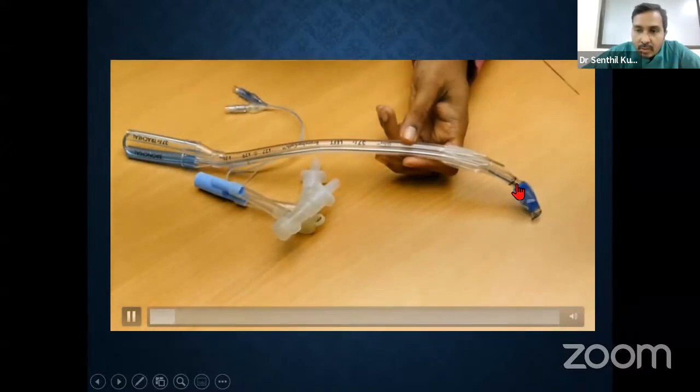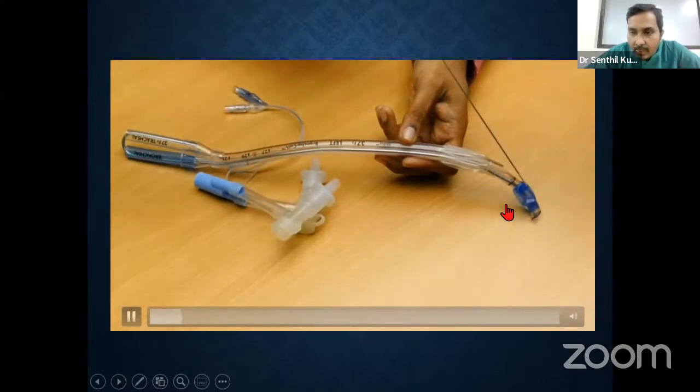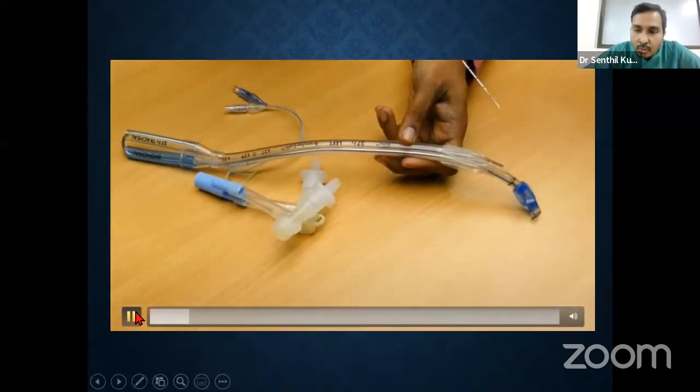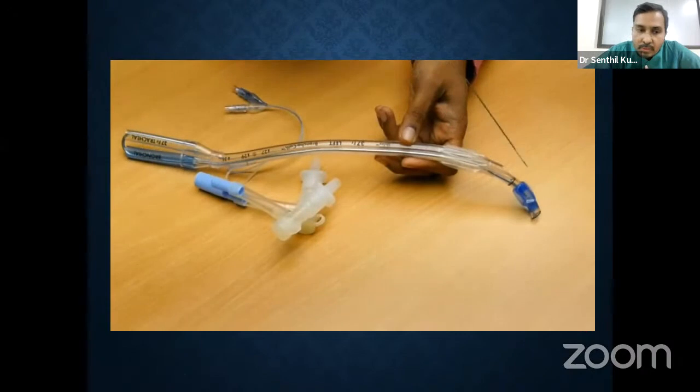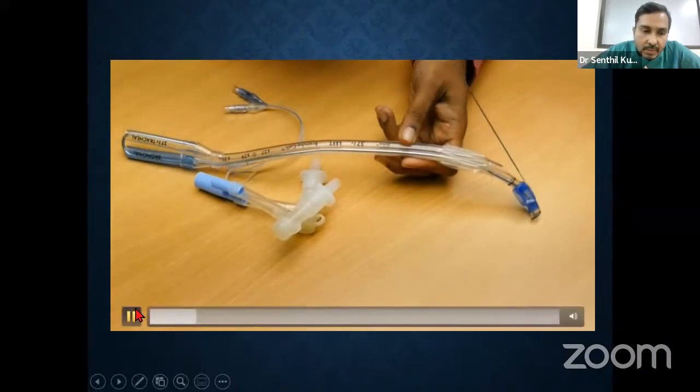One is the blue color bronchial cuff, which is peculiar in that it is a high pressure, low volume cuff. You are supposed to put 1.5 to 2 ml. When you inflate with more ml, it is going to produce damage. Bronchial rupture can occur. The second thing is the tracheal cuff.